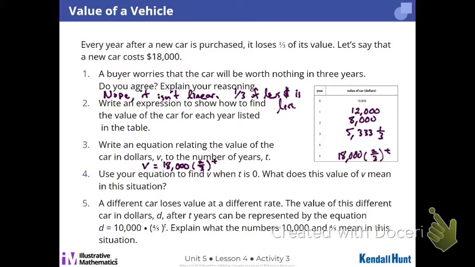So now, to get my 6th year, I'm going to put 6 in for t. So I'm going to say v equals 18,000 times 2/3 to the 6. And what do we get? You guys didn't do that one?